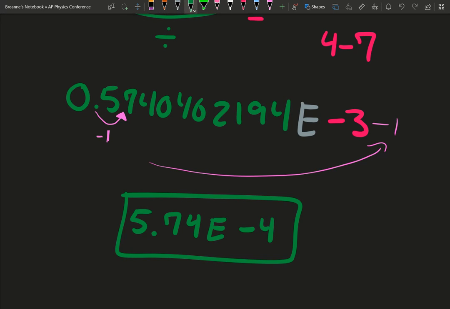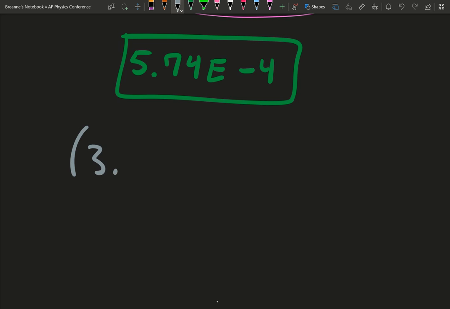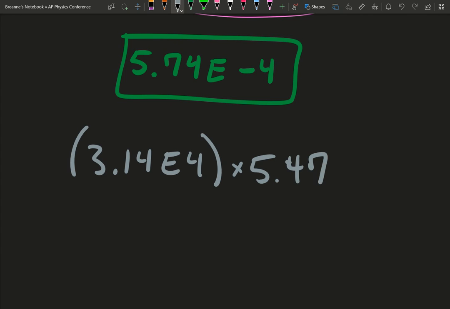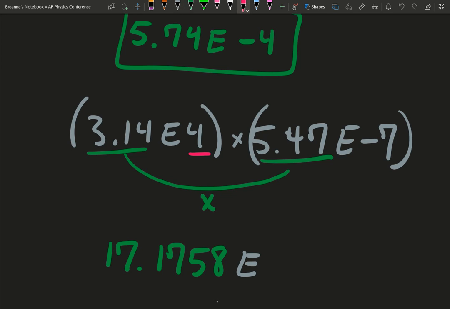And then it just kind of repeats: multiplying, divide, multiplying, divide. So again, we're going to be using the exact same numbers, multiplied by 5.47 E to the negative 7. The other thing that changed was our exponents. The numbers are still being multiplied, so you still get 17.1758. You just keep your E there. It's being multiplied, so you'll end up adding the exponents: a 4 plus a negative 7, and you get a negative 3.